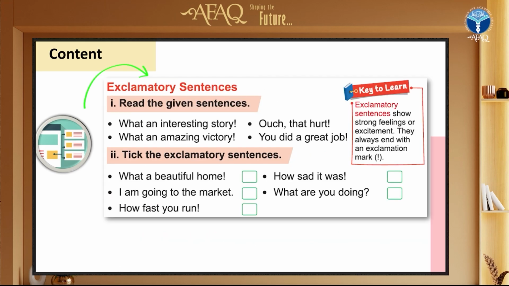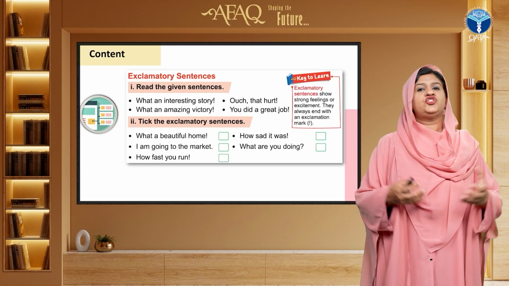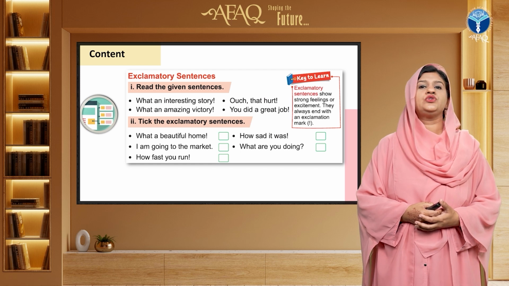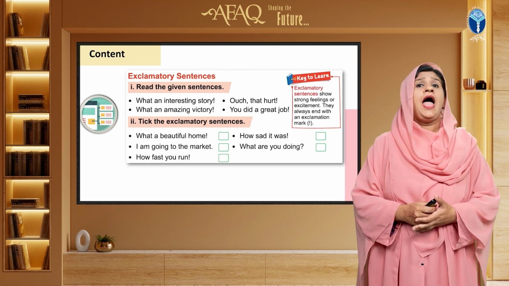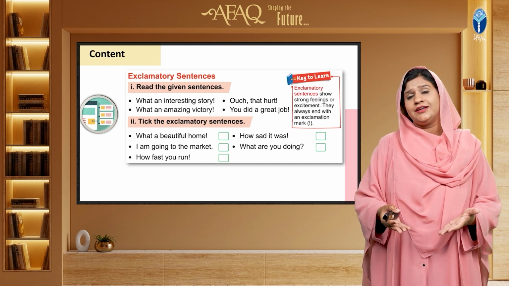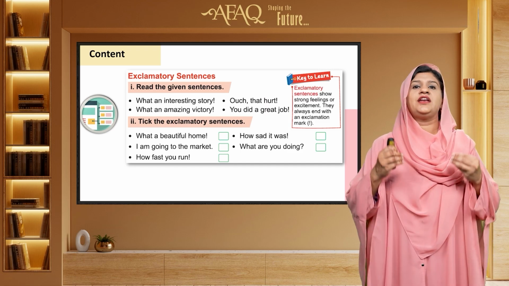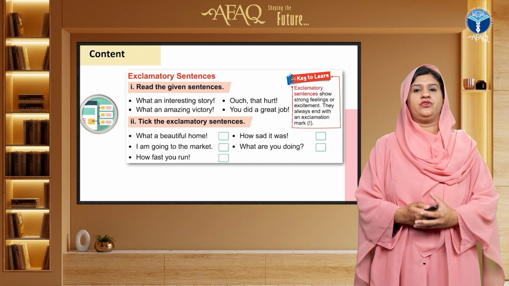Let's move forward, and the next thing is exclamatory sentences. Exclamatory sentences show strong feelings or excitement. They always end with an exclamation mark. As the name indicates, exclamatory sentences are going to end on exclamation marks. And as you know, we add exclamation marks when we express our feelings and expressions in the sentences.